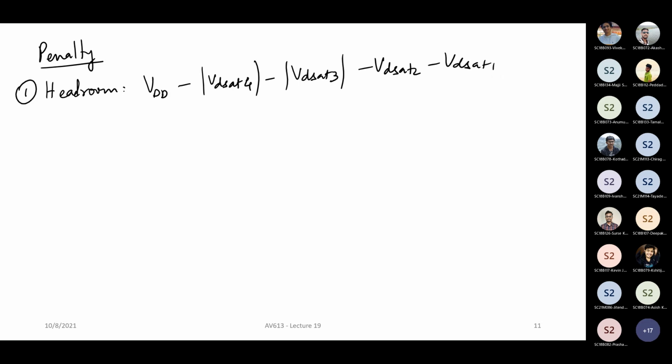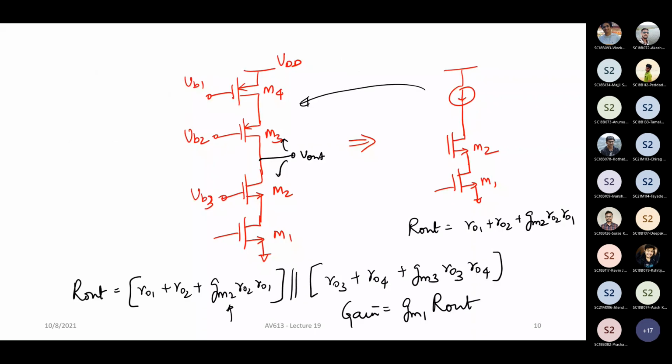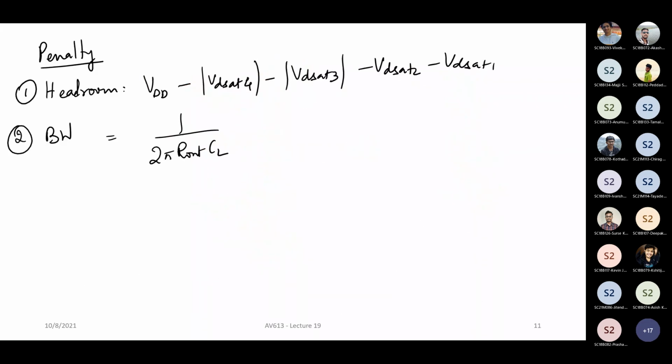All right. Now, secondly, what happens to your bandwidth? Bandwidth becomes 1 by 2 pi Rout CL. So if you have increased your Rout, what will happen to your bandwidth? Your bandwidth will basically go down. So which is why they say for a first order system, there is a gain bandwidth trade-off, or rather the gain bandwidth product remains constant. Your gain has increased, but your bandwidth has reduced by the same factor.